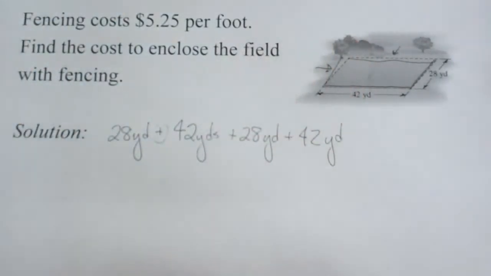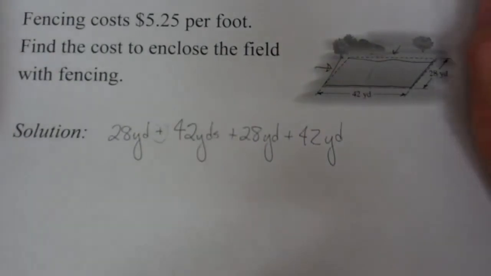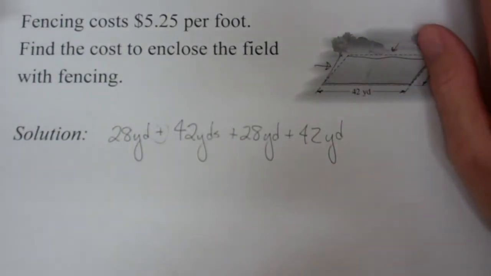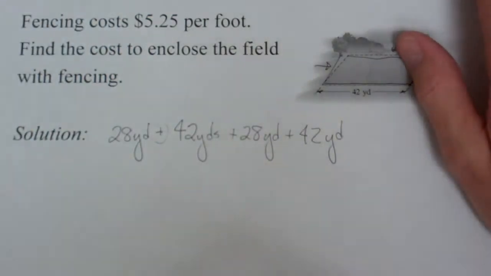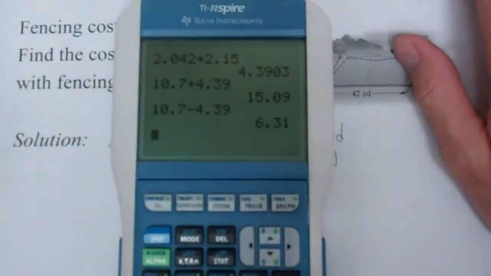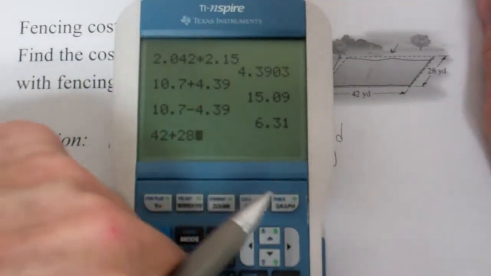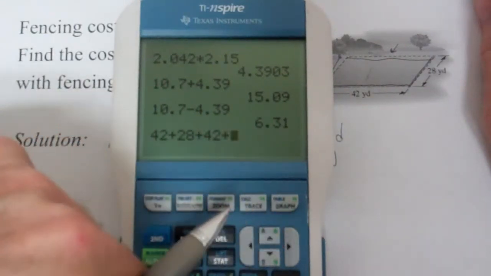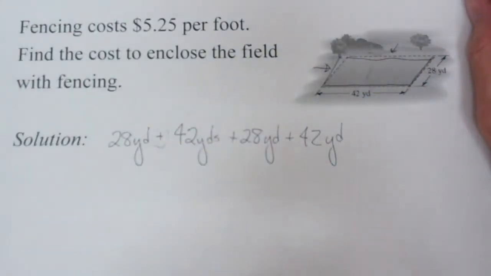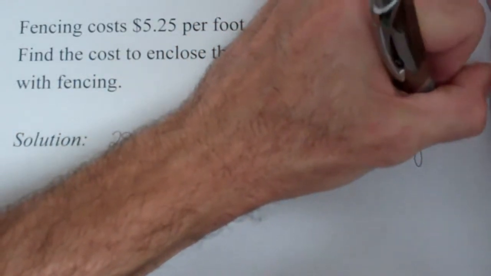Now, yes, there is a formula for the perimeter of a rectangle, but I really want to reinforce that it's the sum of all the sides for rectangular objects. And so when I add these up in my calculator, right, so we're going to put 42 plus 28 plus 42 plus 28 and hit enter. I get 140. So I'm going to end up with 140 yards.